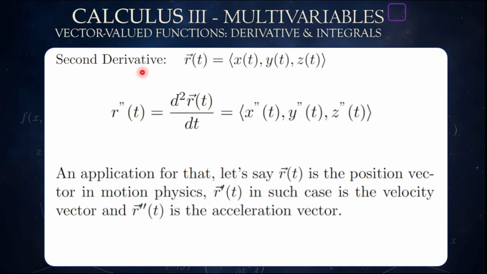Second derivative. Let's say we have a function r(t) equal to (x(t), y(t), z(t)). The second derivative, which is also written d²r/dt², is equal to the derivative of each of the components respectively, x, y, and z. An application for that: let's say r(t) is the position vector in motion physics. r'(t) in such a case is the velocity vector, and r''(t) would be the acceleration vector.